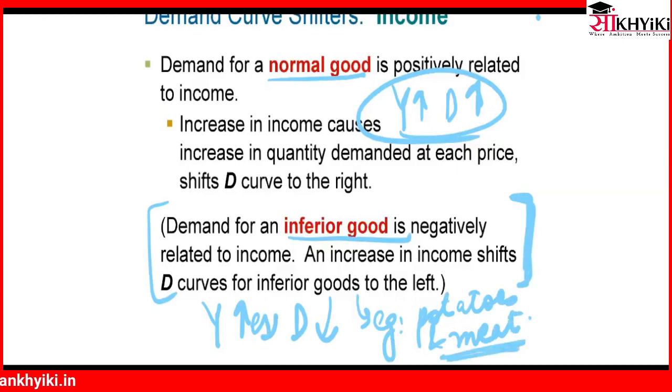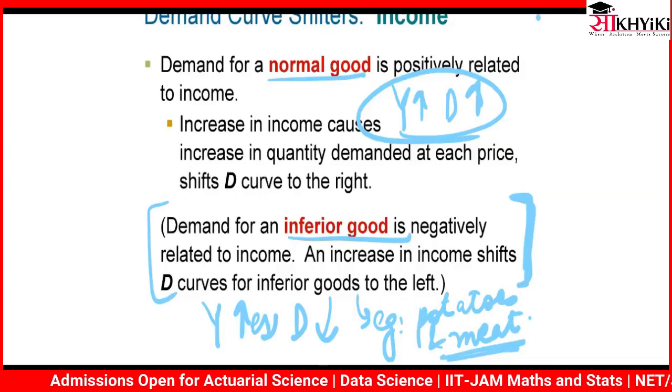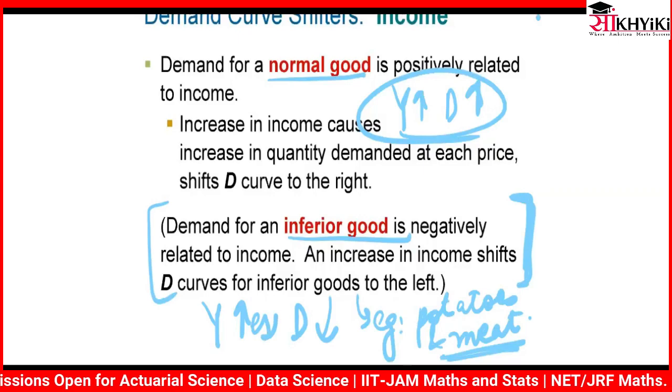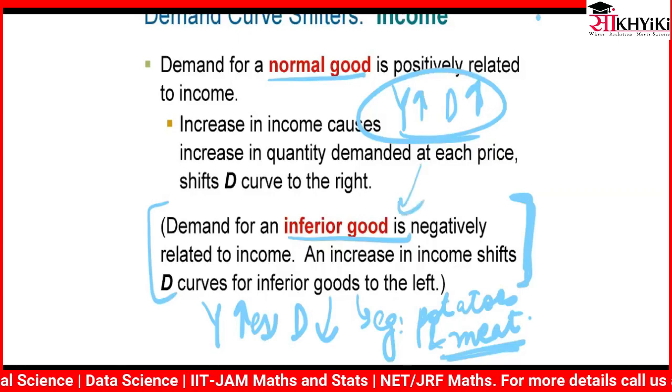So with time, when the price of potatoes decreased and when my real income increased, I stopped consuming potatoes and I started consuming more meat. So ideally for now, it is sufficient for you to understand that there do exist goods where when your income increases, the demand decreases, and those goods are called inferior goods.